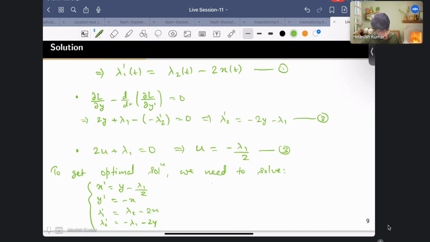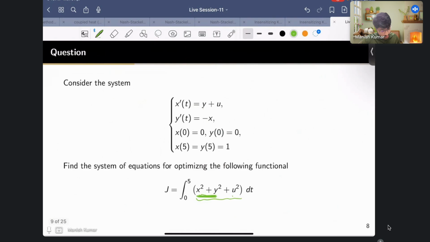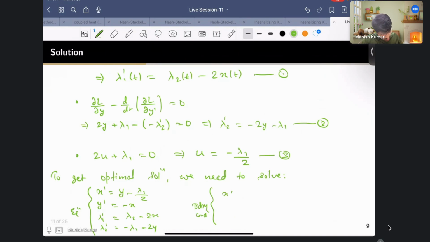And the boundary conditions are, so this is the equation and this is the boundary condition. So about x and y it was given to you. So x0 y0 is 0, x5 y5 is 1. So x0 equals y0 equals 0 and x5, right, this is what you have. This is the boundary condition that you have. So over here you might be thinking that we have 4 equations and you have 4 boundary conditions, but it seems that we don't have boundary conditions for the lambdas, right?